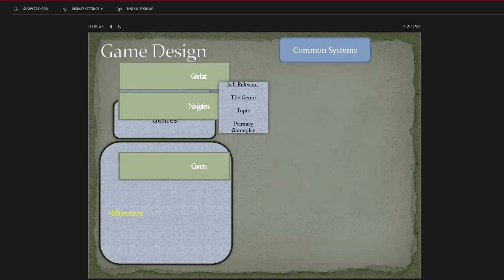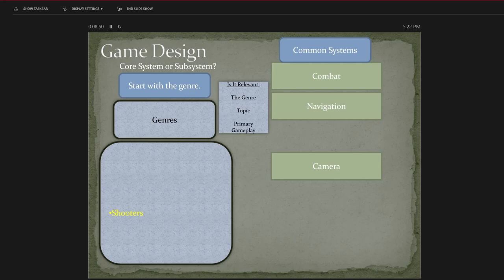Shooters. This should be easy. Combat, navigation, camera. There, you could argue that the resource management is super important in some shooters, but generally those would be considered a survival game by modern standards.